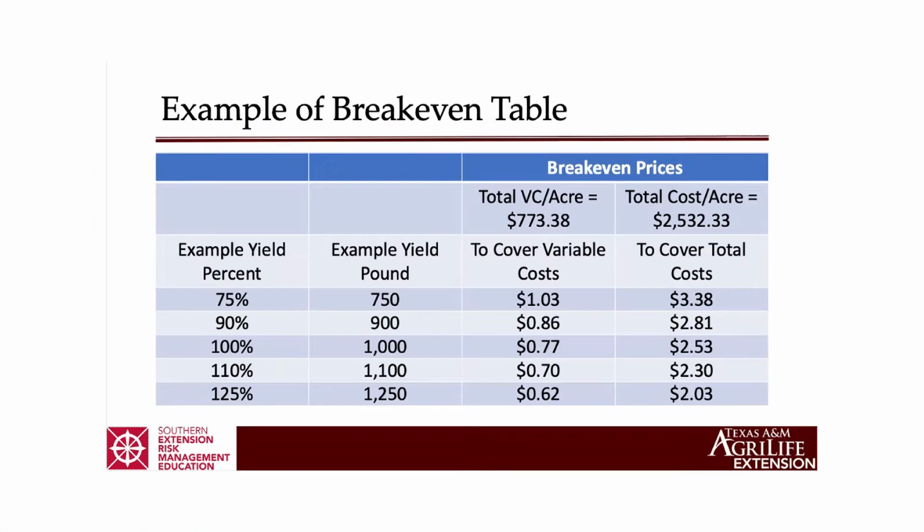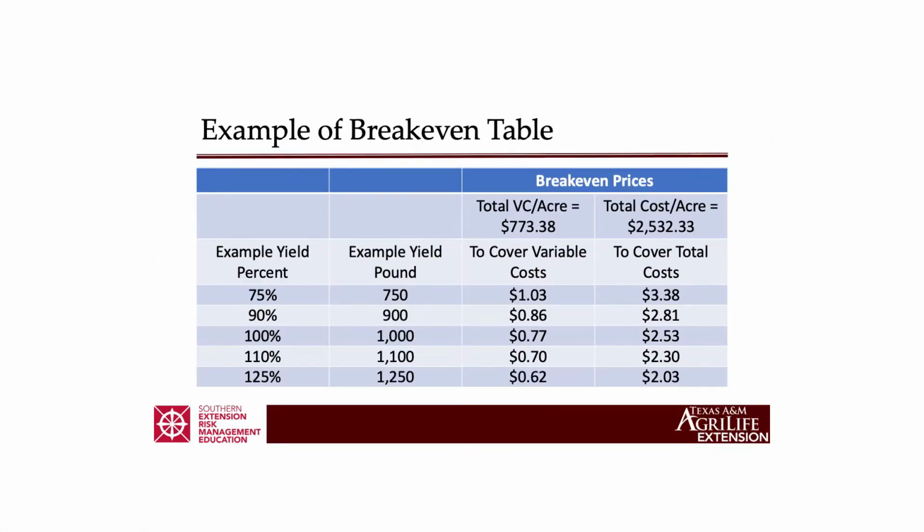And so the way to look at this is at 100% yield in the left-hand column, we have 1,000 pounds of production. The break-even price to cover our variable cost at that level is 77 cents per pound. The break-even price to cover total costs is $2.53 per pound. Now, if for some reason you expect that your yield is going to decline or going to increase, you can look at different levels of production on a per acre basis, which will give you the break-even price to cover variable costs at different levels of production.